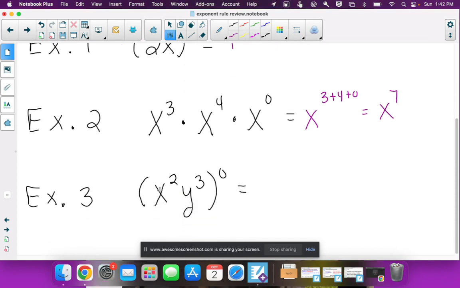Okay, same deal here. I could distribute that 0, and 2 times 0 would be 0, and 3 times 0 would also be 0. Or I can realize that the entire parentheses is being raised to the 0 power, so that entire parentheses becomes 1.